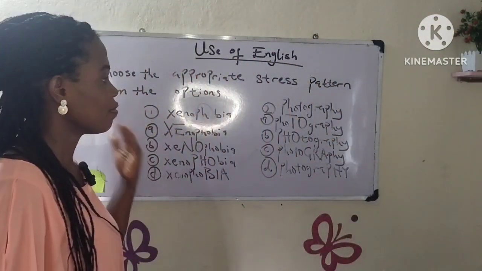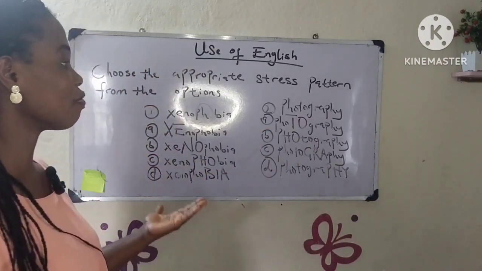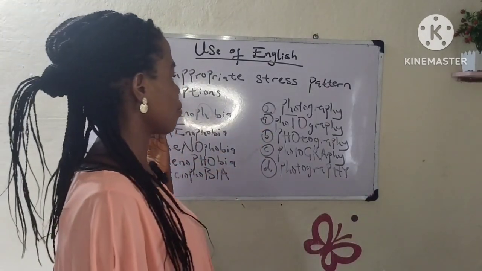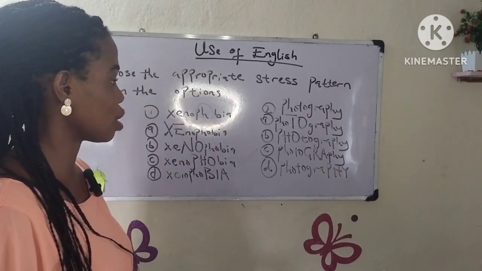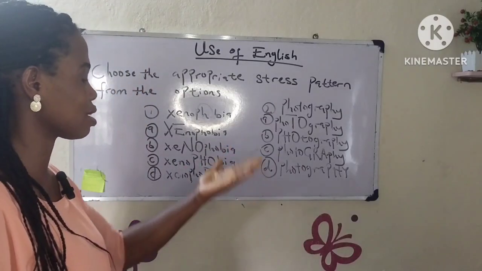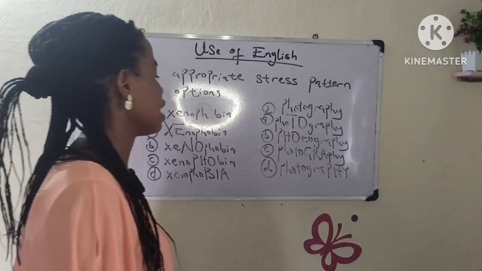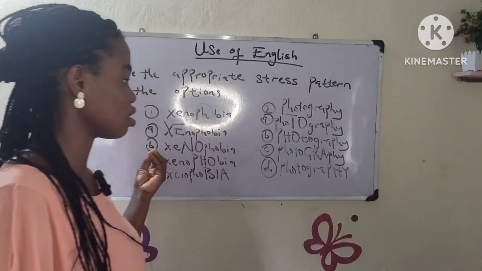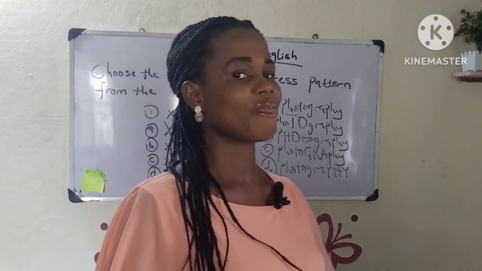We have photography. Oh, this is very simple. In the first option, the stress is on the second syllable. In the second option, the stress is on the first syllable. In the third option, the stress is on the third syllable. And in the fourth option, we have the stress on the last syllable. Now, how do you stress photography?